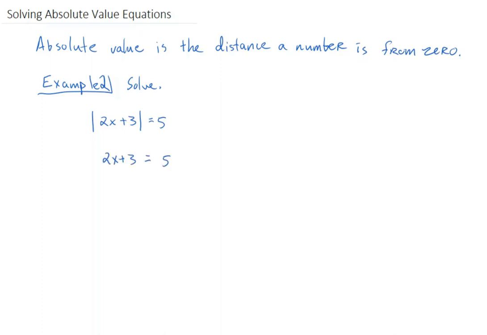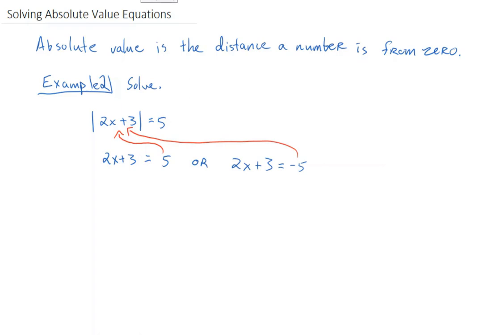So that's saying that 2x plus 3 needs to equal 5, or 2x plus 3 needs to equal a negative 5. Now it's a subtle thing, but it's an important thing to understand that I am not changing this 5 into a positive 5 and a negative 5. That's not what's happening here. I'm saying that for this to be a true statement, what's inside the absolute value has to be a positive 5 or it has to be a negative 5. That's what I'm saying.